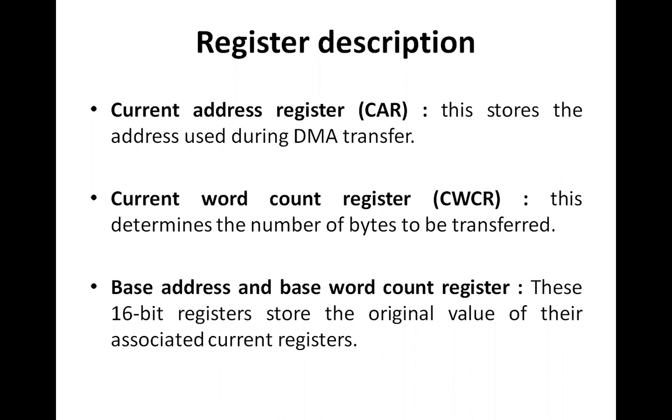And this current address register is available in every channel. Since we have 4 channels, every channel has this 16-bit current address register. This register stores the value of the address used during the DMA transfer. The address is automatically incremented or decremented by 1 after each transfer, and the value of the address is stored in the current address register during the transfer.